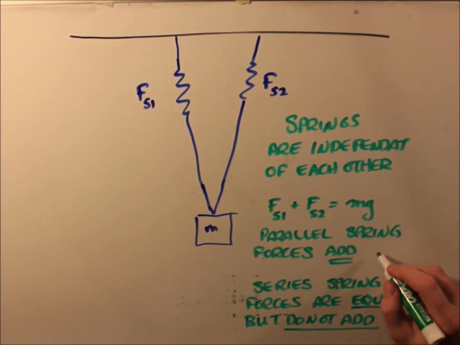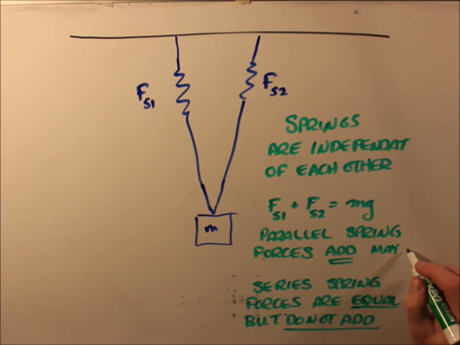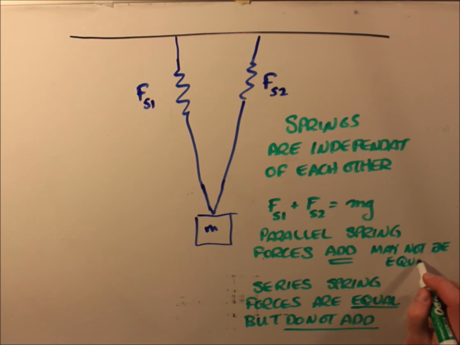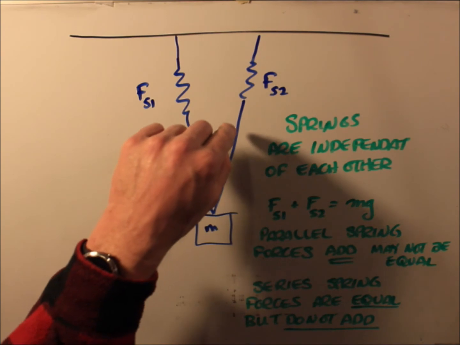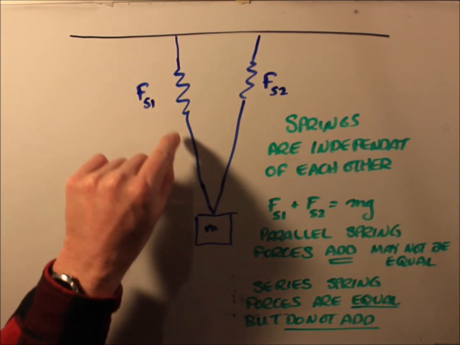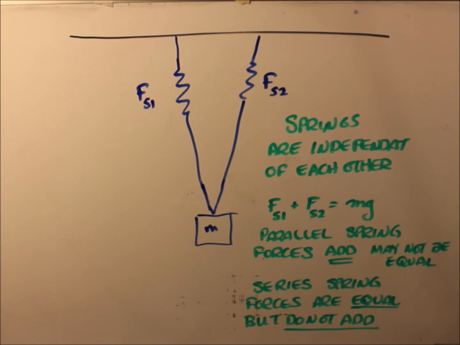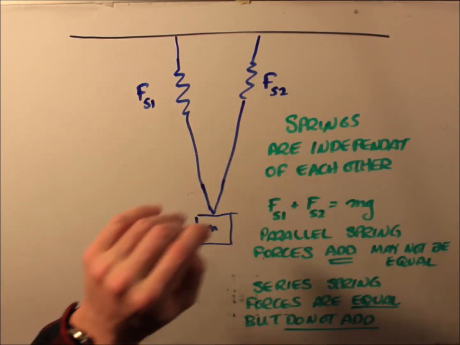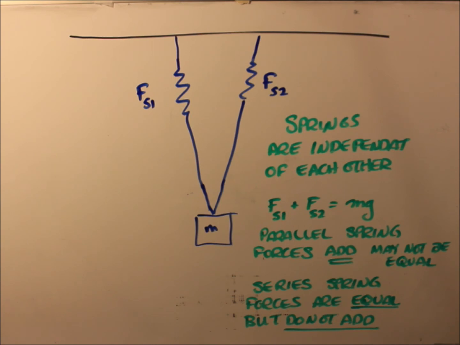So in this case, they may not be equal. Because for a given amount of force, if this spring has to go much further down, this one's going to do more work to balance it. So there's going to be a balancing of the displacement in some way to equalize it that way. But parallel forces will add, and series spring forces, while being equal, do not add. Okay? And so those are just some subtleties to all this.